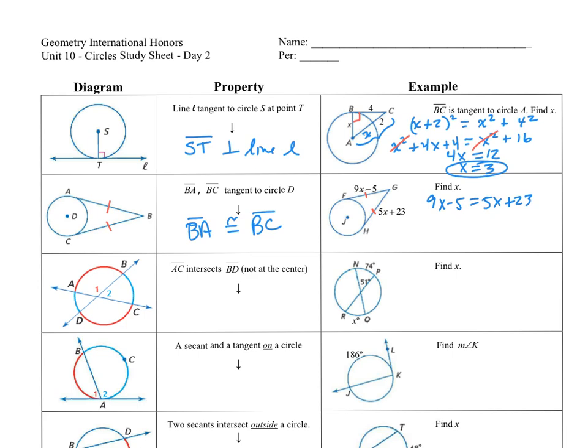So I'm going to, let's see, subtract 5x from both sides. So I'd have 4x equals 23 minus 5... Then add 5 to both sides. And then divide both sides by 4. So we get x is equal to 7.